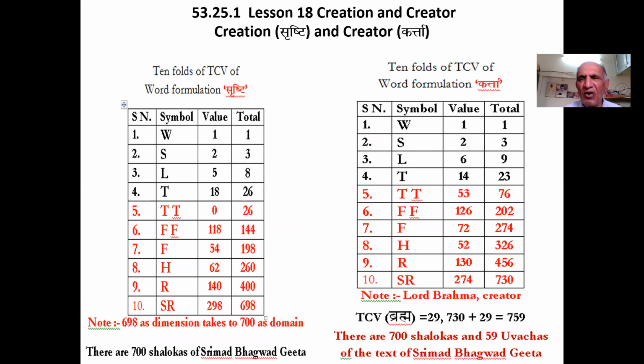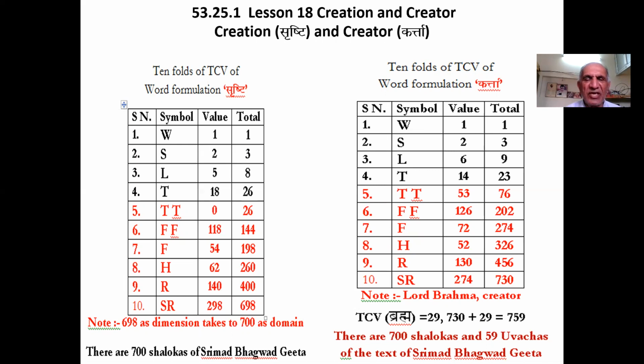On the computer screen are the pair of tables. First is of Srishti and second is of Karta. The formulation Srishti is leading to its 10 inner folds of values 1, 2, 5, 18, 0, 118, 54, 62, 140, and 298. These 10 inner folds of TC value of Srishti are leading us to sequential total values as are tabulated in the fourth column of the first table on the left side, and this comes to be 1, 3, 8, 26, 26, 144, 198, 260, 400, and 698.